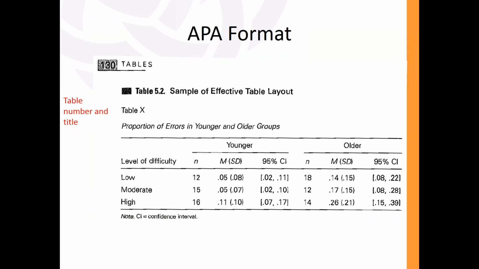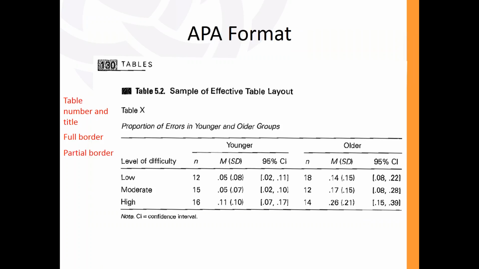If you've got 10 tables in your paper, then this could be table 1, table 2, so on and so forth. And the title, as you can see, is italicized, right? That is one piece of APA formatting that's required. You've got a border underneath that. You see that sort of horizontal line there.